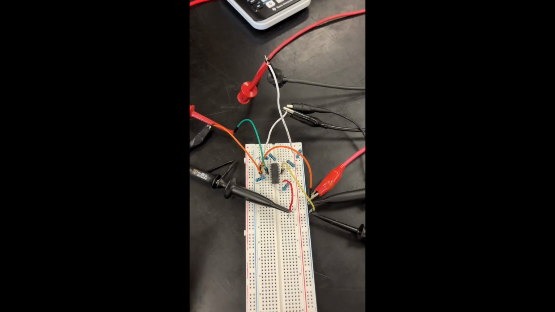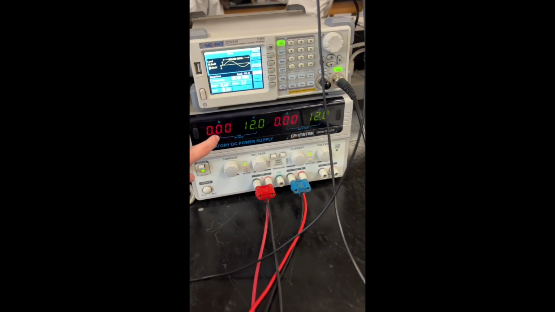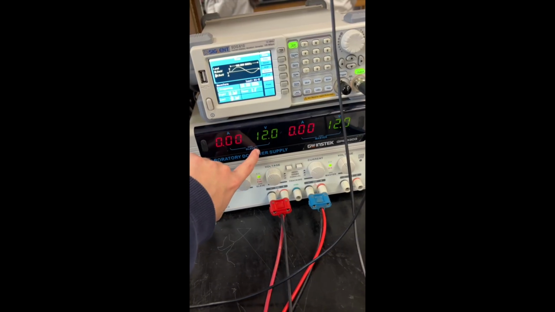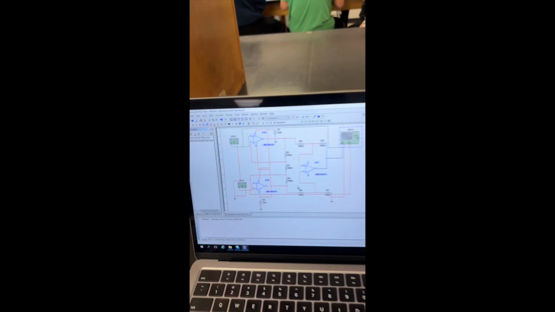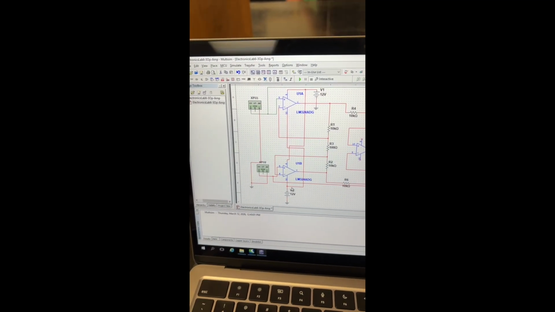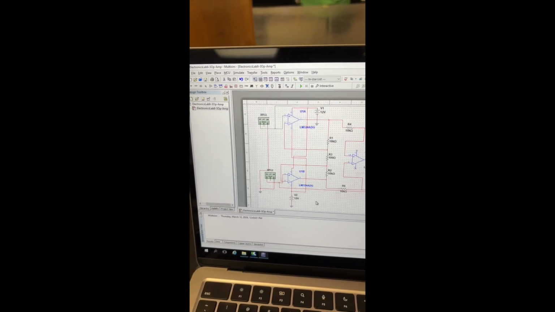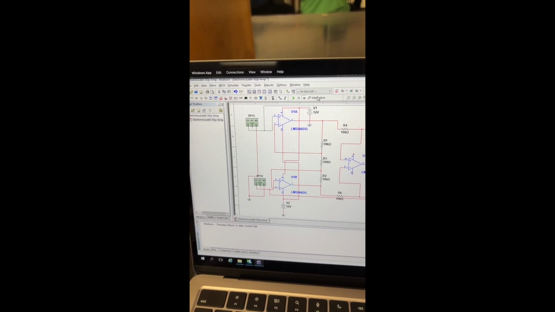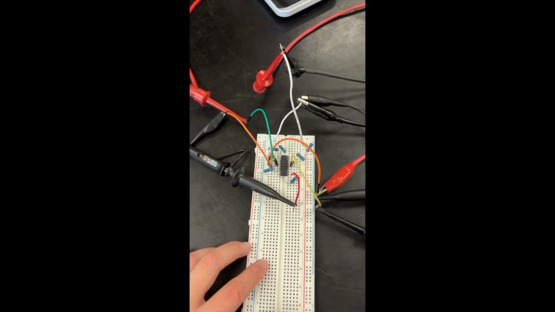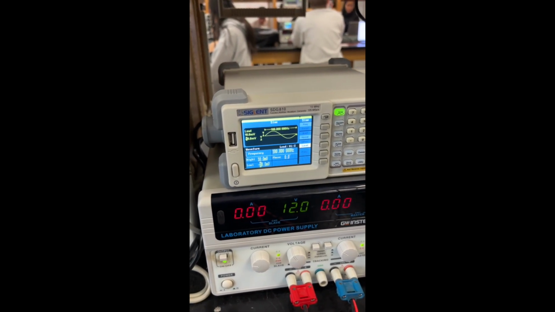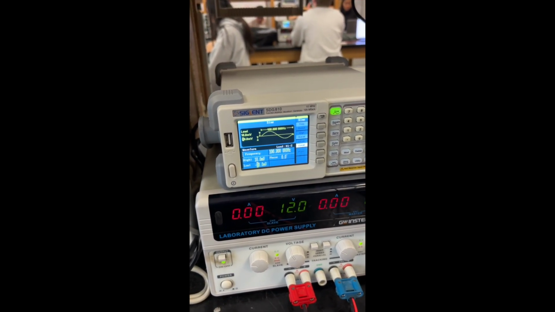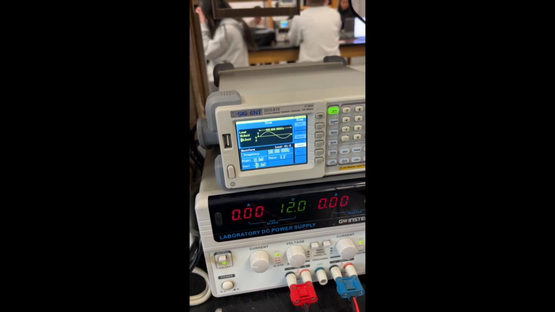For this simulation, we are just using this one function generator to supply a positive 12 and a negative 12 DC voltage. Here we have the negative 12 to pin 11. Oops, sorry. And the positive 12 to pin 4. So we've done that right here, and then we're using our function generator to generate a 100 hertz sine wave with an amplitude of 10 millivolts.